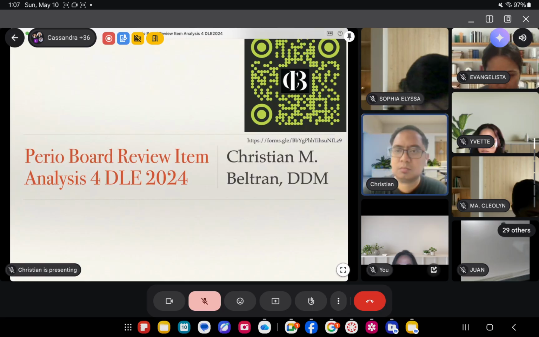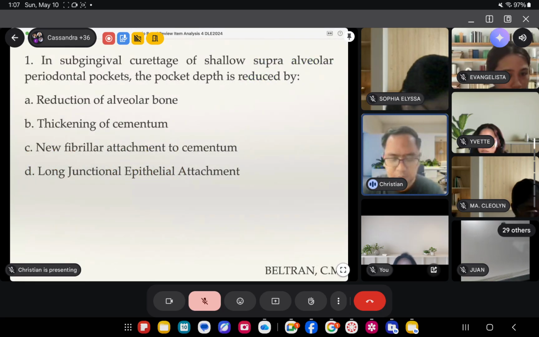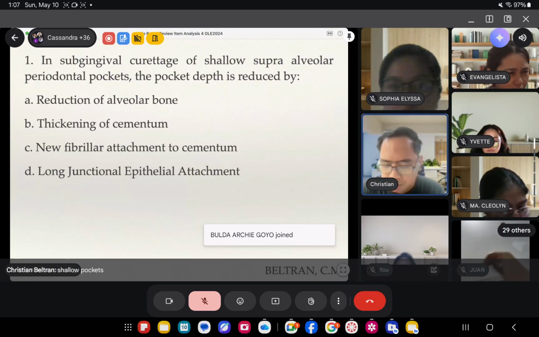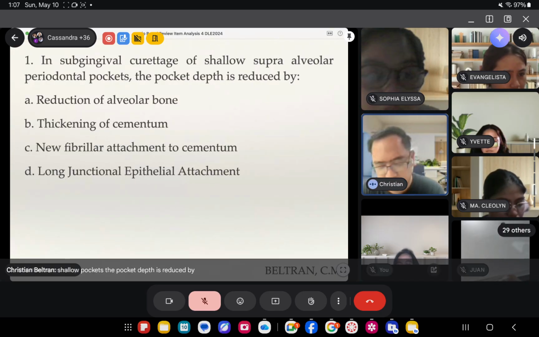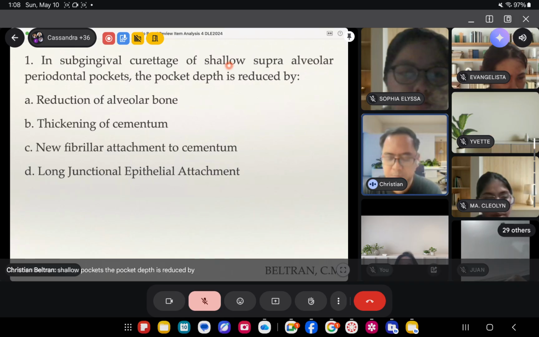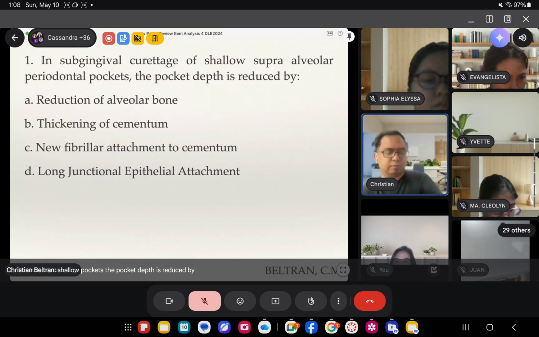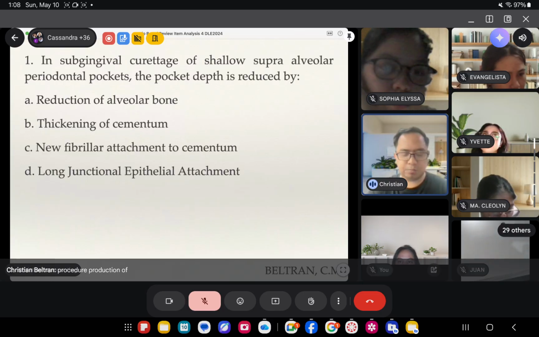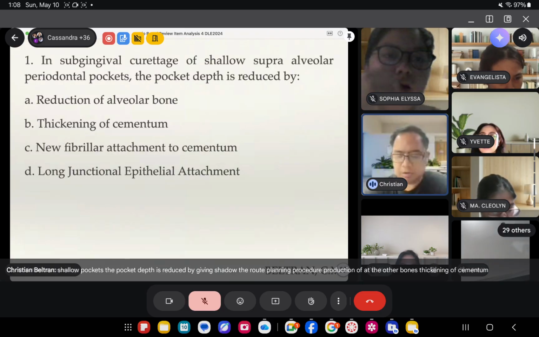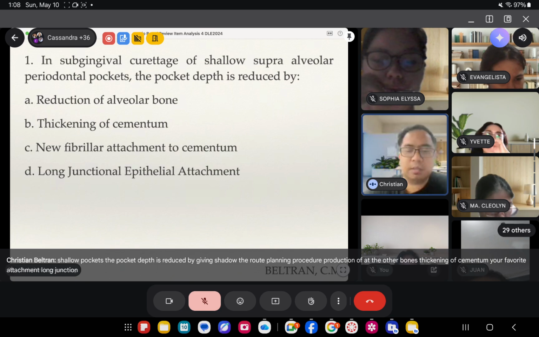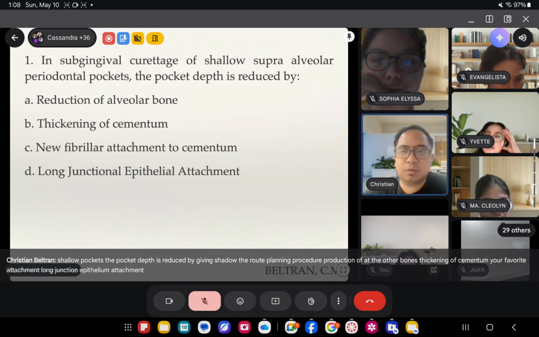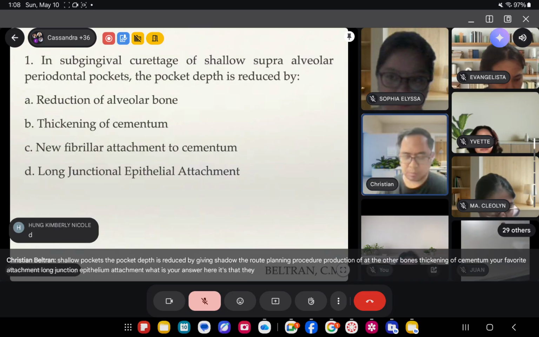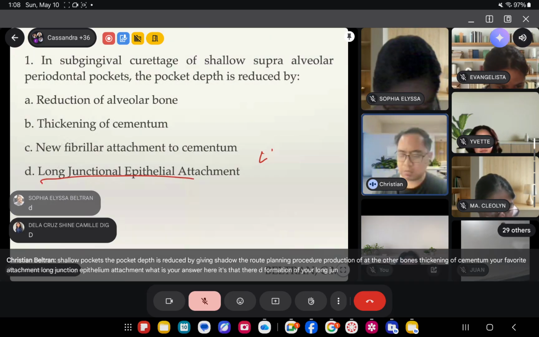So let's begin. Number 1. In subgingival curettage of shallow supraalveolar periodontal pockets, the pocket depth is reduced by, so paano daw nagiging shallow yung pocket depth? The root planing procedure. Reduction of alveolar bone, thickening of cementum, new fibrillar attachment, long junctional epithelium attachment. What is your answer here? It's letter D, formation of your long junctional epithelium.